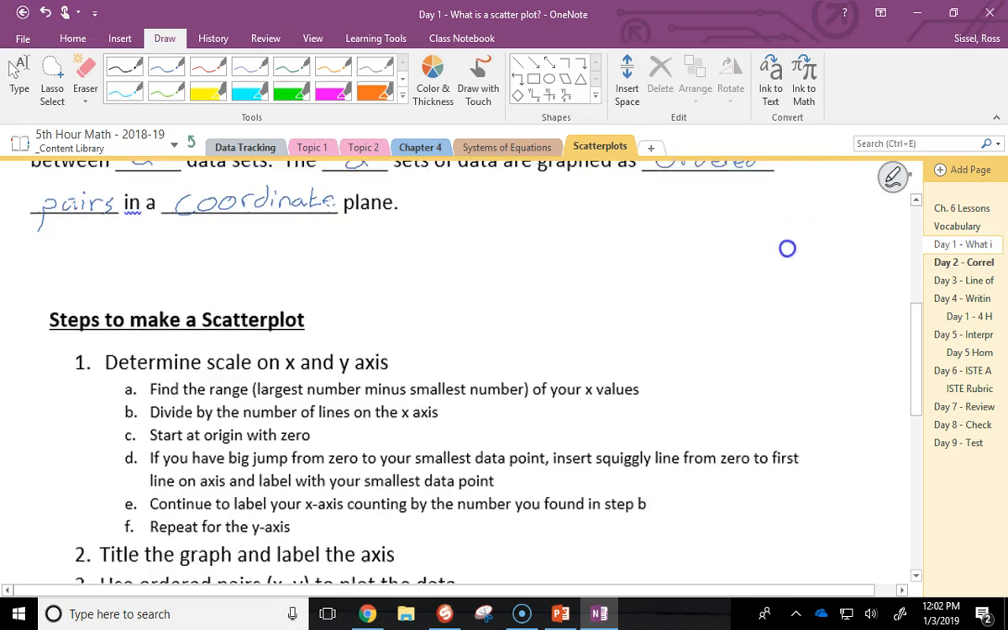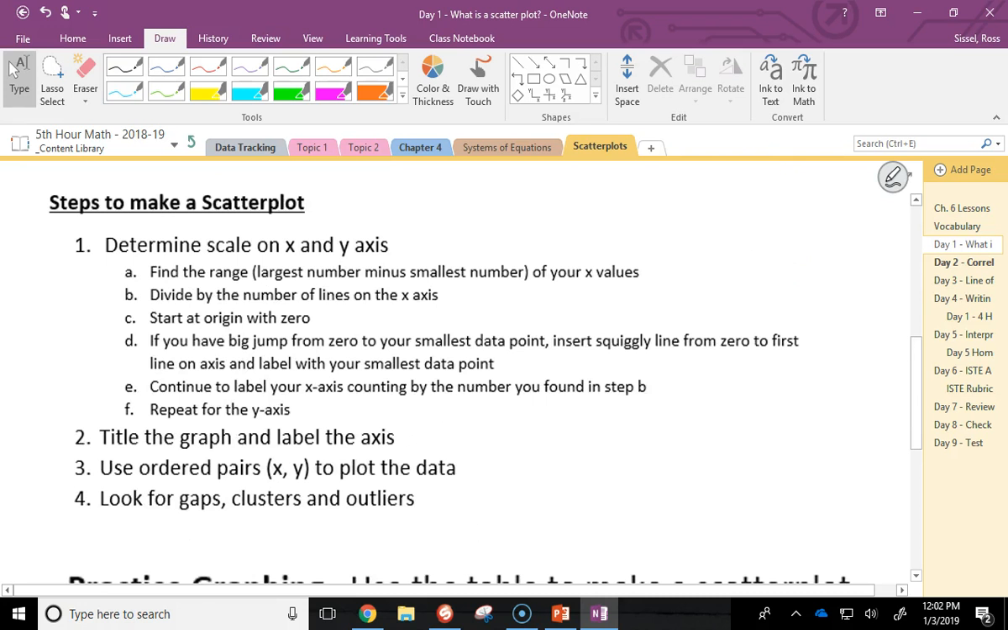Alright, you should see it says steps to make a scatterplot. That is today's main goal. You should be able to make a scatter plot. That's going to be your goal. There's 3 steps we are going to work on today. We're not going to do the 4th step yet.